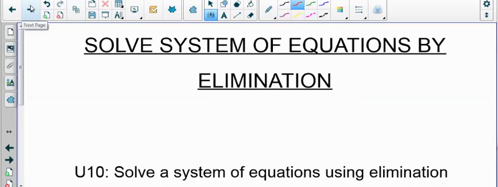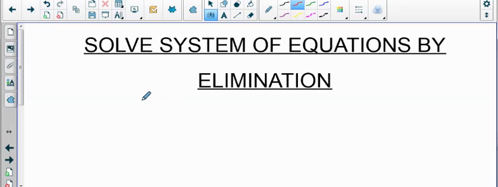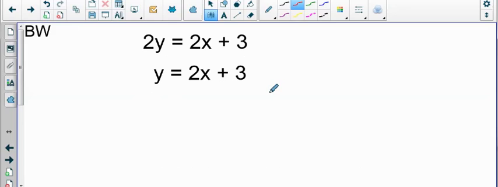Okay, solve a system of equations by elimination. That's what we're going to do. Okay, so let's go ahead and work on a bell work that was assigned for this real quick. You're not really going to understand this, but I want to show it to you, and then I'm going to explain to you what I did.